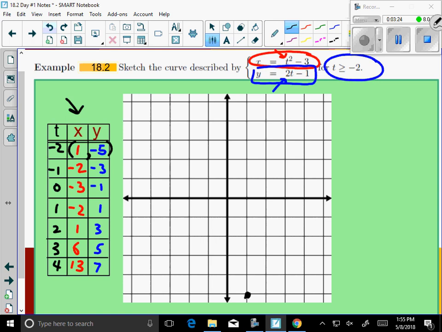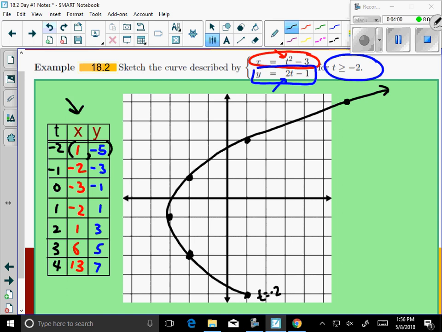Then I go left 2, down 3. And then left 3, down 1. And then left 2, up 1. And right 1, up 3. Right 6, up 5. And I'm going to kind of run out of space here. But if this was where t equaled -2, that's where we're going to start our parametric. And then we're going to connect the points. Of course, that would go on forever.